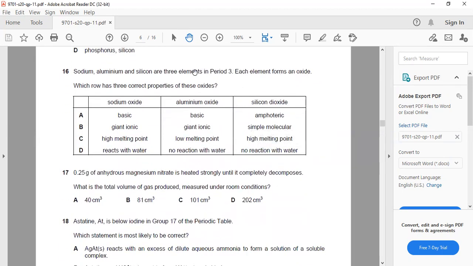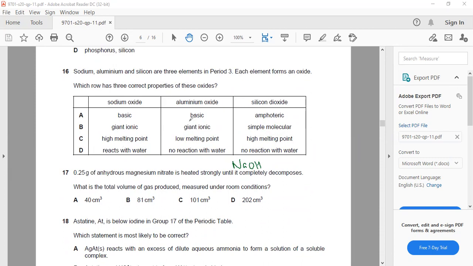This is also about period 3. Solid aluminum, I think it's very simple, so we can go very quickly. Solid aluminum, silicon, and aluminum, period 3. Which of these are correct properties? I think sodium oxide reacts with water, forms sodium hydroxide easily. Basic, yes, yes, yes, yes, yes.